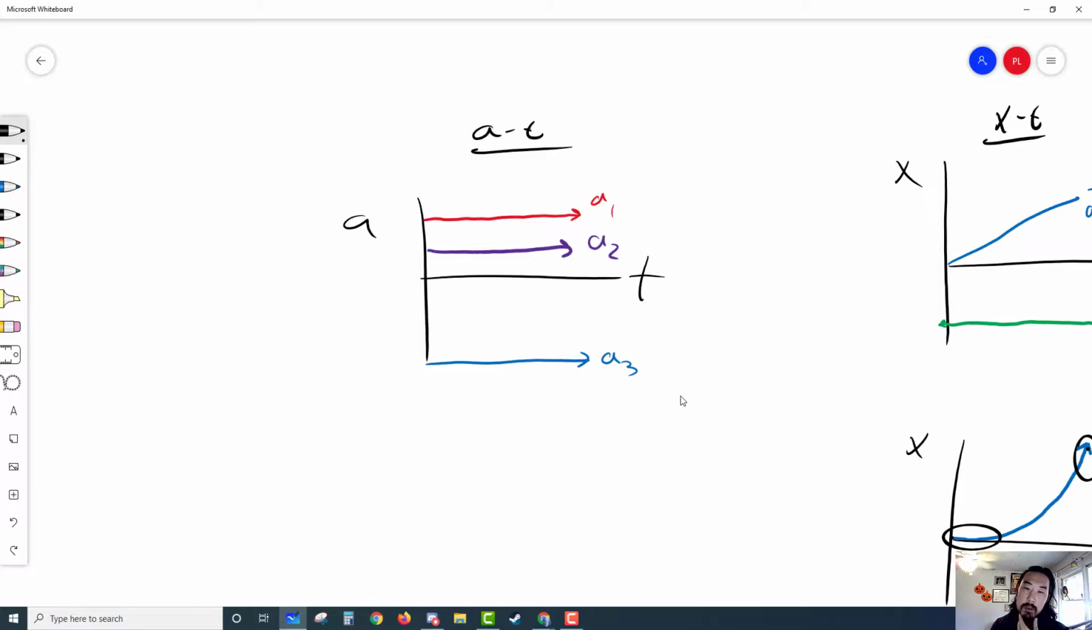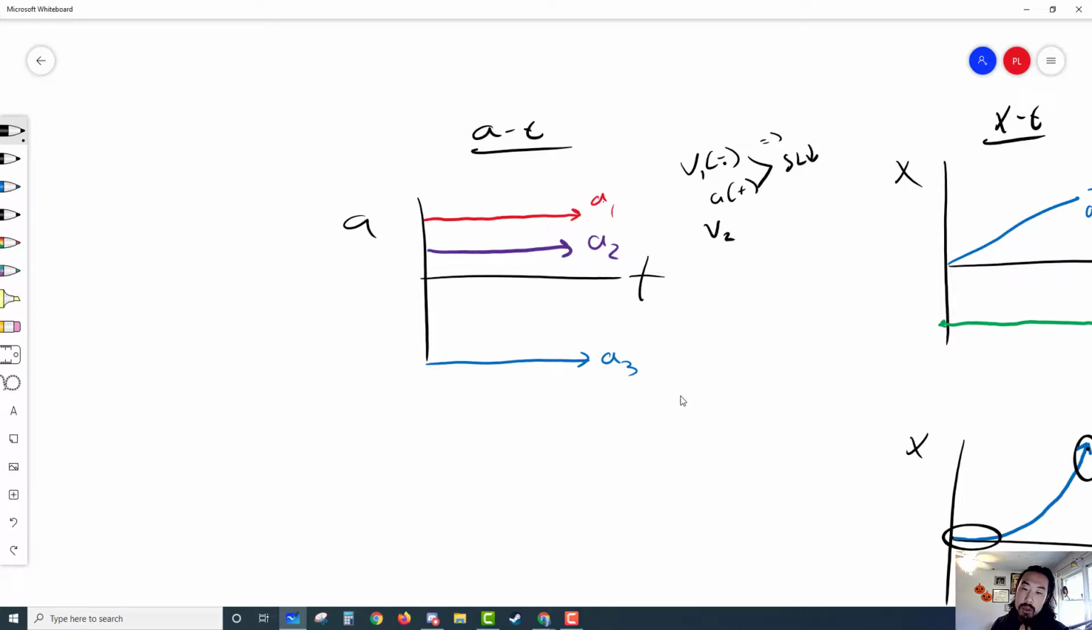and the problem says that in A1 we have a negative velocity. Object 1 has a negative velocity. What's happening with the object? Well, here we know that the object has a negative velocity, but the acceleration is positive. If these two signs are opposite or different from each other, then we know that the object is slowing down.